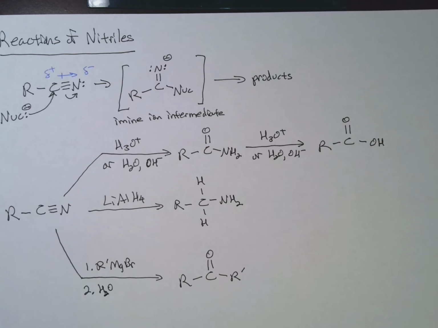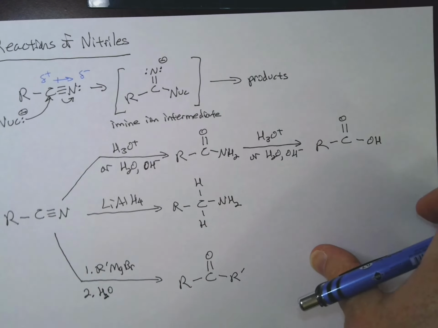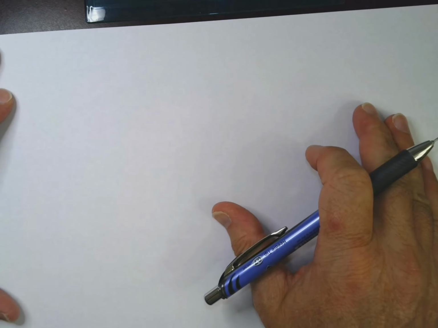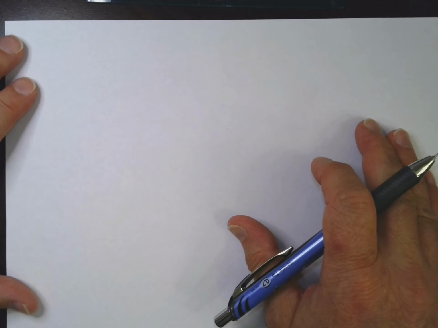All right. So those are some reactions of nitriles. There's two more things that I did want to show you guys. And one is, let's look at the following. Let's say we had this. Maybe we'll do this.